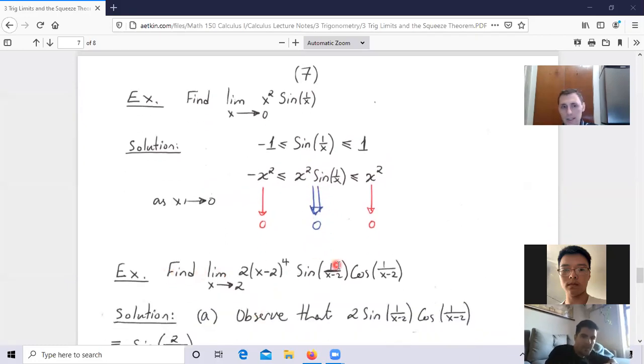So here is another exercise. Do you think you can figure out how to do it? So x going to 2, 2 times (x minus 2) to the 4th power, sine of 1 over (x minus 2), cosine of 1 over (x minus 2). Can you find this limit using the squeeze theorem?